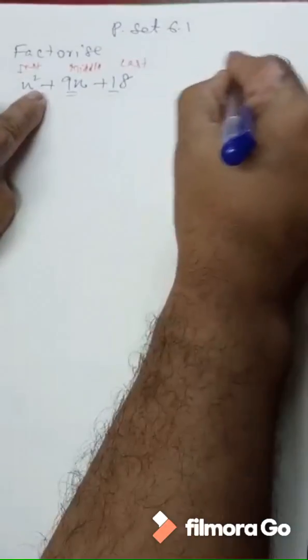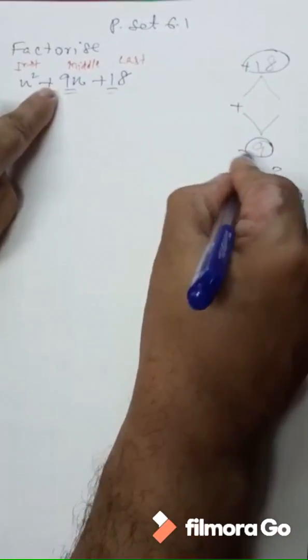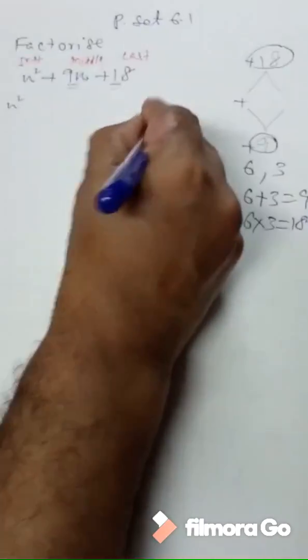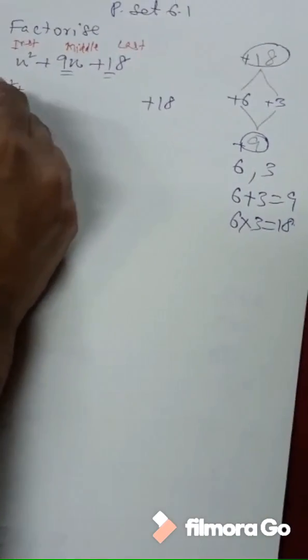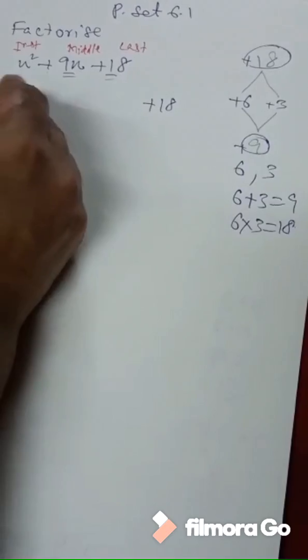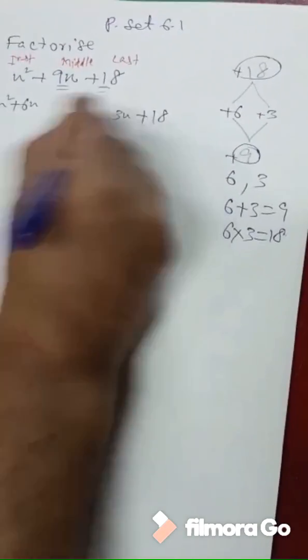X square plus 9x plus 18. Put the plus sign here, plus 18 right here, plus 9 here. Now between x square and plus 18, put a gap here. Now I split the middle term. I take one number 6 and the other number plus 3. I adjust plus 6 with x square. I write x square plus 6x and write 3x plus 18.